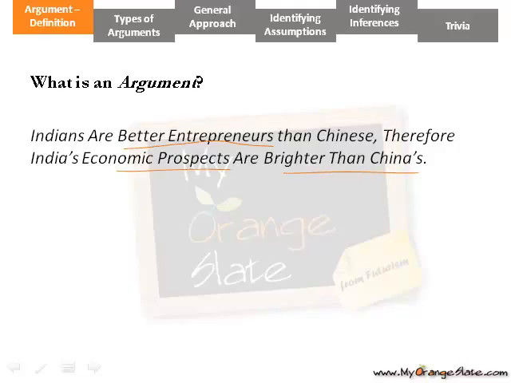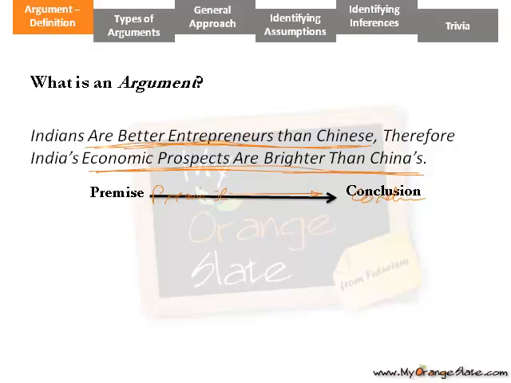So friends, in this argument, India's economic prospects are brighter than China's is the claim that is made. And this claim is based on the given fact that Indians are better entrepreneurs than Chinese. So we have a conclusion and we have a premise. But then if we accept this premise, does it necessarily lead to the conclusion? Well, it does not. There is a gap between premise and conclusion here, and this gap is called an assumption.